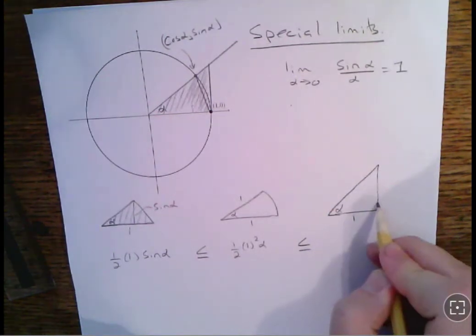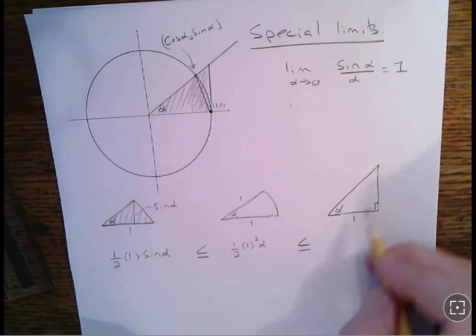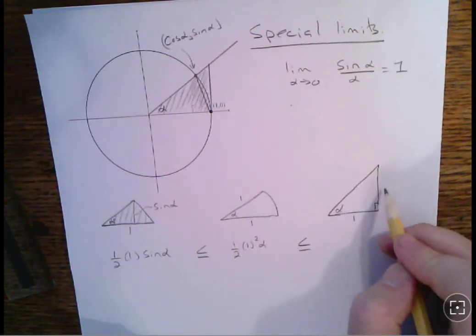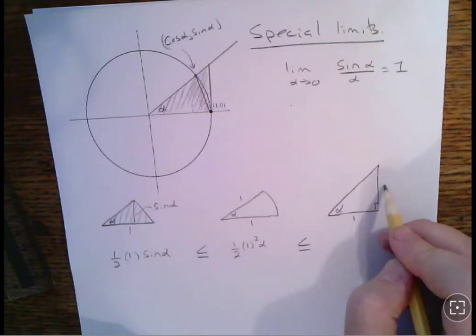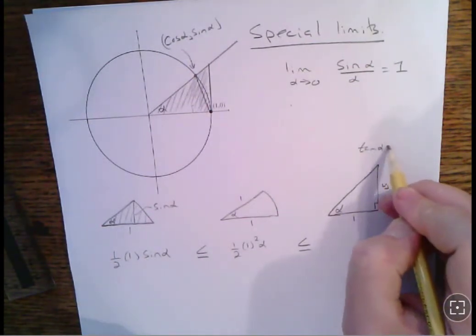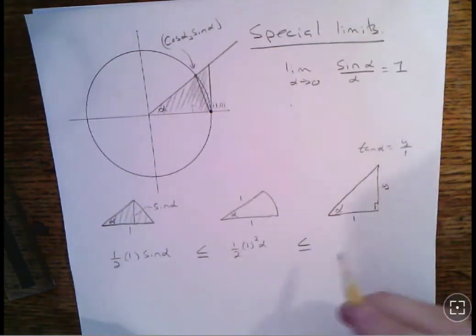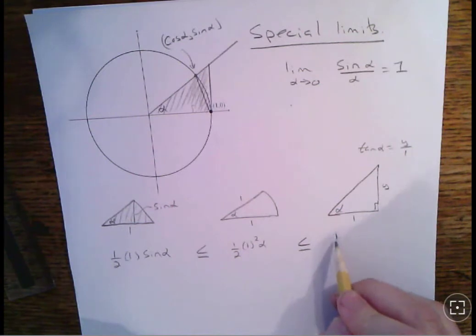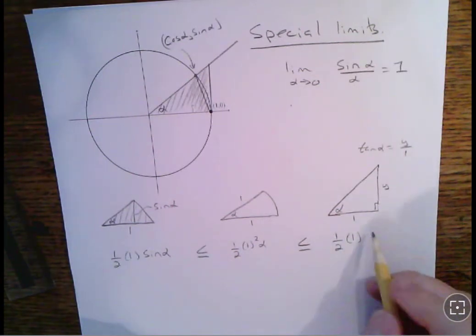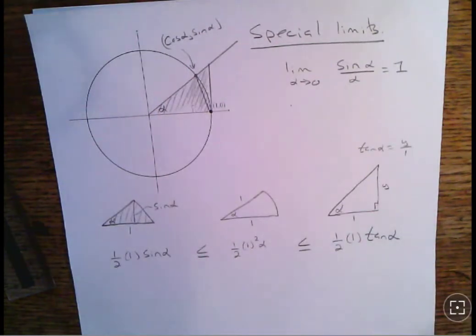The base is going to end up being 1. And then the height of this triangle, well, let's see, I think this would be the tangent, right? If I just let that be y, then the tangent of alpha would be y divided by 1. So the height of that triangle is y, which means that the area of the triangle would be 1/2 the base, which is 1, times the height, which is the tangent of alpha.